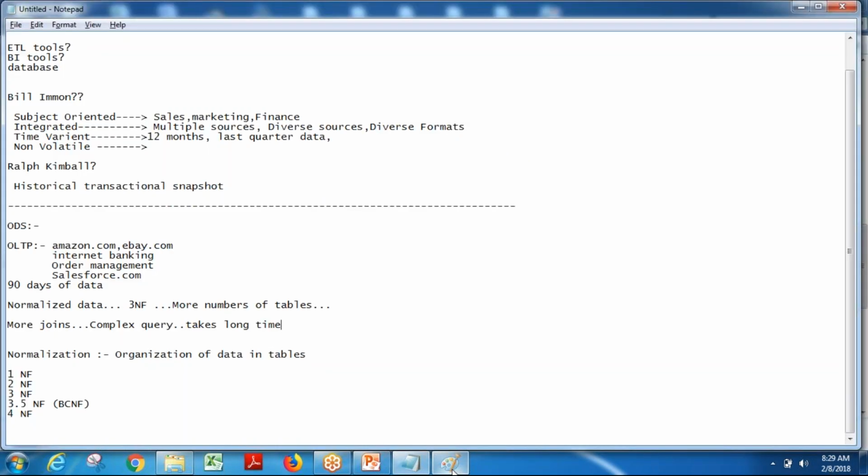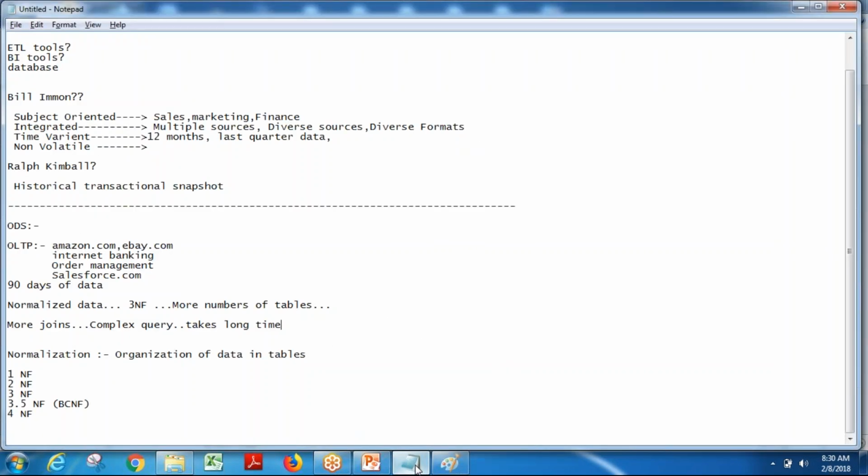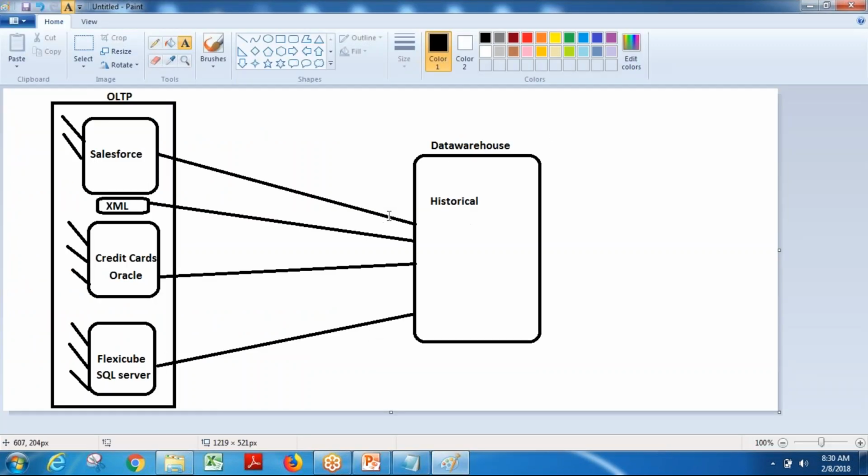Transactional systems are suitable for day-to-day operations, but they are not used for analysis, because there is no historical data, more tables will be present, and you need to write complex queries to retrieve the data. That's why we don't analyze the data on top of an OLTP. That's why we are building a separate application.